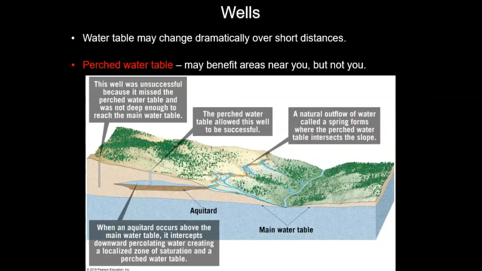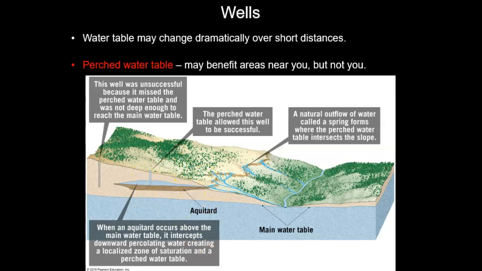Sometimes the water table level may change dramatically across short distances. For example, if you have a private well and drill this well to about 50 feet, you may be able to pump water out. However, your neighbor, who, for example, also has her own well, will drill about 100 feet and not be able to pump any water out. So this phenomenon can happen when there is a perched water table, as is the example in the image over here.